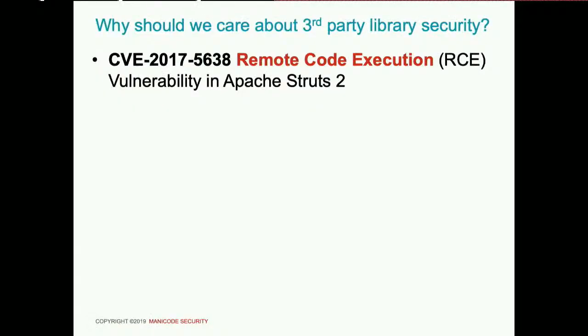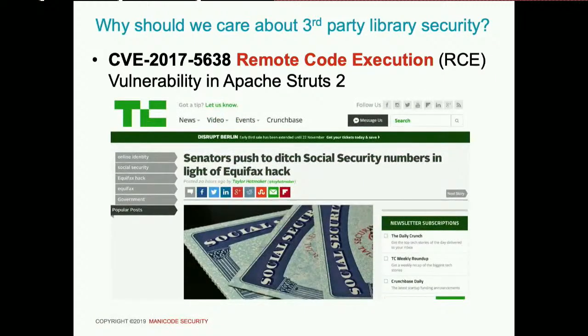Remember how I said Struts had some major vulnerabilities on a yearly basis? Anyone know why this CVE, 5638, remote code execution, otherwise known as command injection on Apache Struts 2, is significant to all of us? Yep, that's what took Equifax down. And so it's one server not being patched.